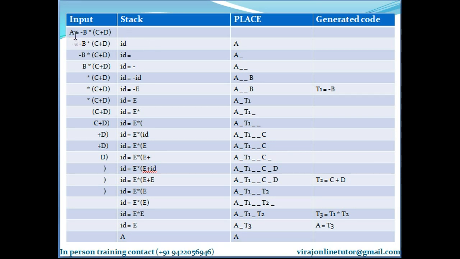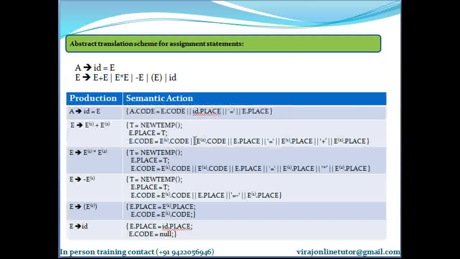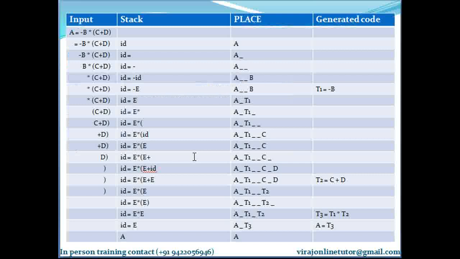Now please remember, this A is not same as this A. These are the grammars, okay? And these here are considered as terminals, just for explaining you all. So suppose I have this expression, A is equal to minus of B into C plus D. Can you all tell me in which order it's going to be executed?